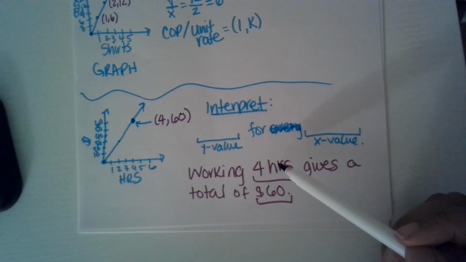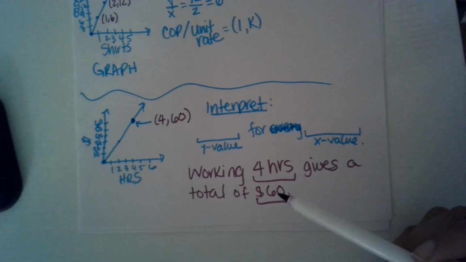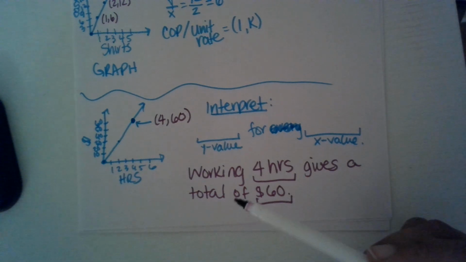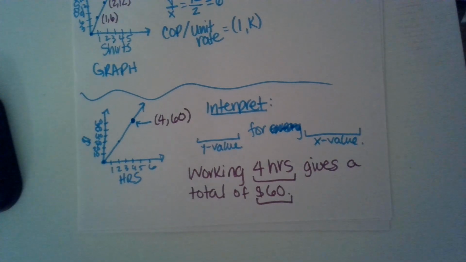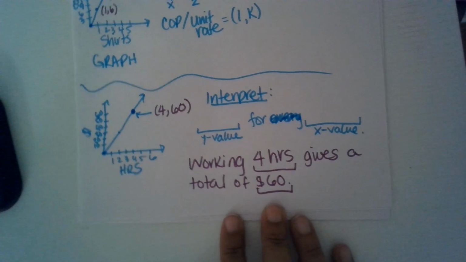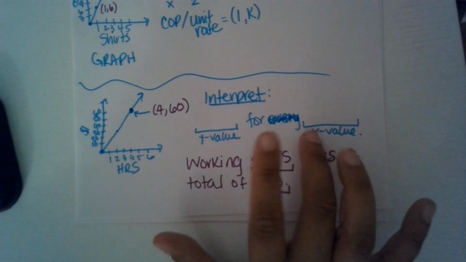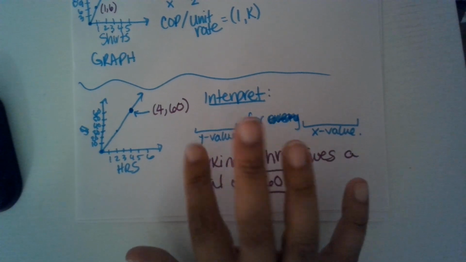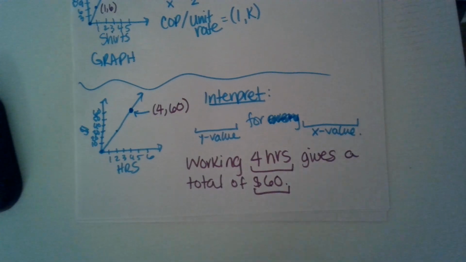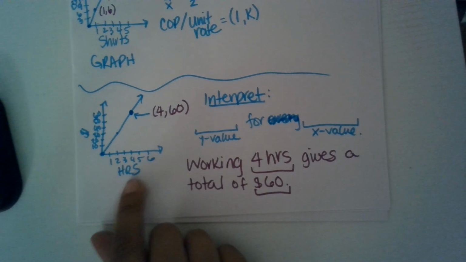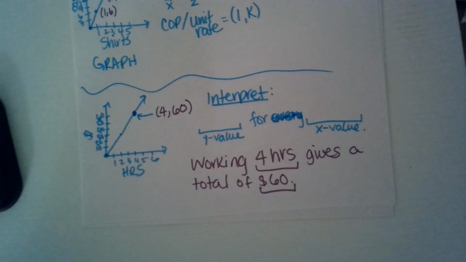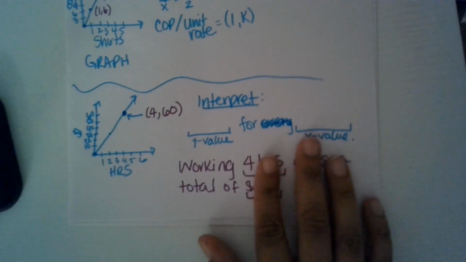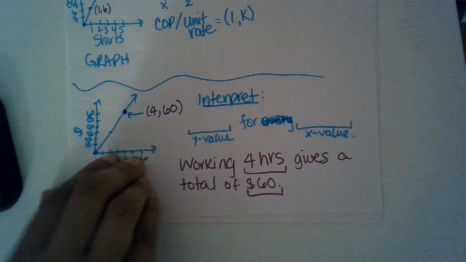So we can say your X gives you whatever your Y value is. You can say it as you can make $60 for working 4 hours. It could work either way. As long as you know how to interpret it, you can interpret it Y first before X or X before Y. It doesn't really matter. As long as you know what this means, X represented hours and your Y represented your cost. Okay?